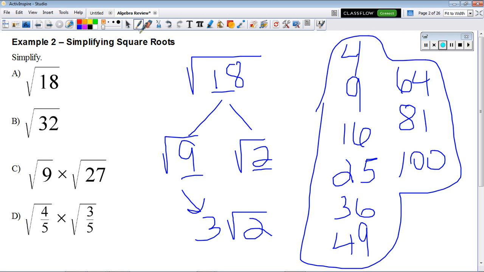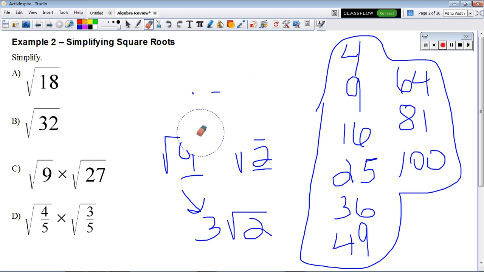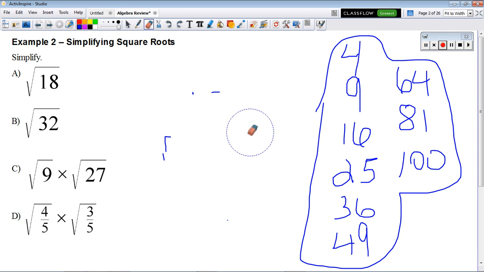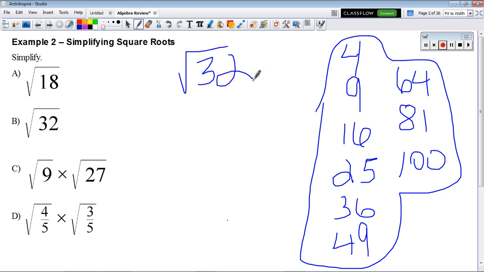So moving on to part B, and I'm going to leave these perfect squares here because I'm going to need those for some of these other examples. With the square root of 32, once again I'm looking for what's the biggest perfect square that can divide into 32. So if you notice, there's a couple different perfect squares that do go into 32. 4 goes into 32. However, 4 is not the biggest perfect square that goes into 32. 16 is the biggest perfect square.